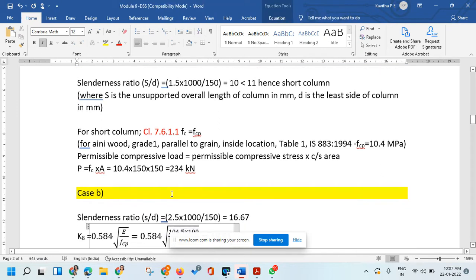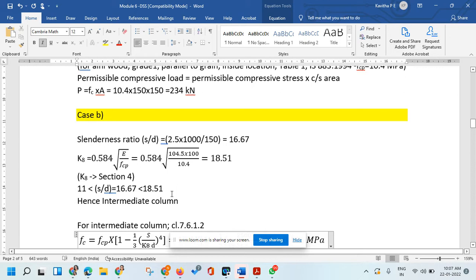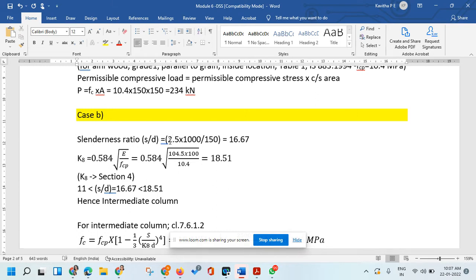Okay, now we are moving on to the next case where the slenderness ratio changes because the unsupported length changes from 1.5 to 2.5 meter, but the cross section remains same. So here the slenderness ratio is 2500 divided by 150, that is 16.67. We have to decide whether it is a short column or an intermediate column or a long column.